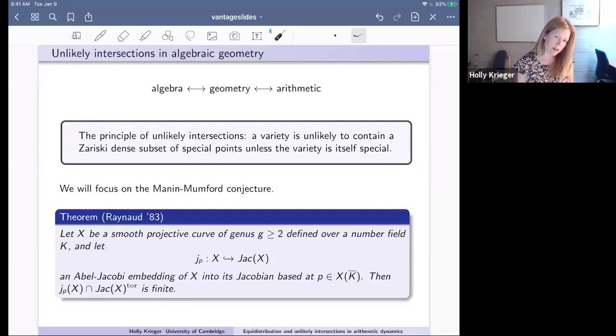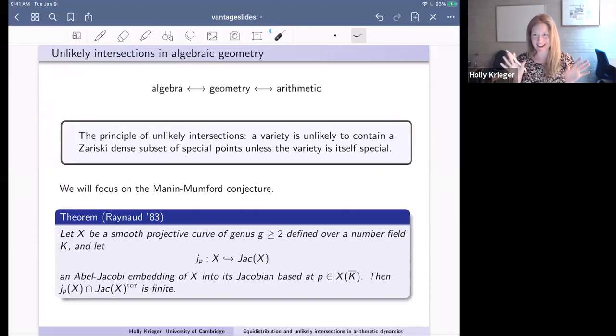But the key point here is that this is an illustration of a much more general guiding principle known as the principle of unlikely intersections. And what this principle says is that a variety is unlikely to contain a Zariski dense subset of special points unless there's a good reason for it, okay? And in the example of Ihara, Serre, and Tate, what special means here, special points in particular, means torsion points for the group structure of A2, or rather of C star 2, okay? All right, so this is what I mean by the principle of unlikely intersections.